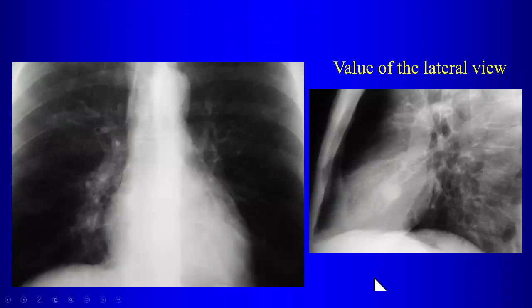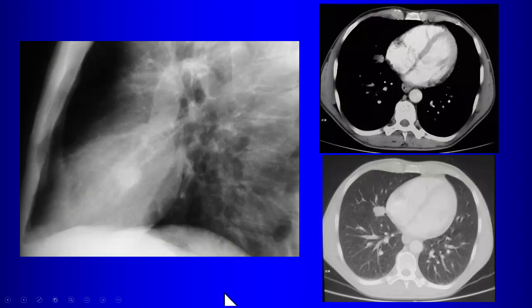The lateral view, sometimes you might see something on the lateral view that you don't necessarily see on the frontal view. So of course you want to look at that carefully, right? There's a nodule here that is not obvious on the frontal view, but we can see it on the lateral view there, projecting over the heart.